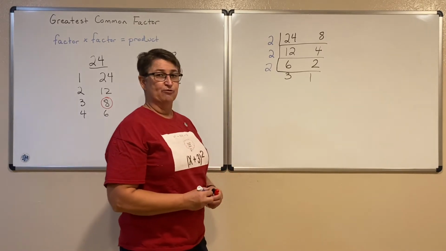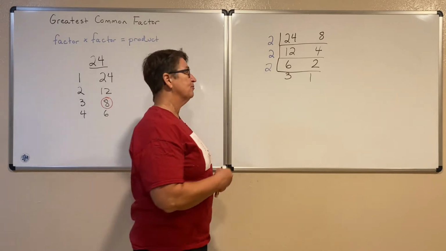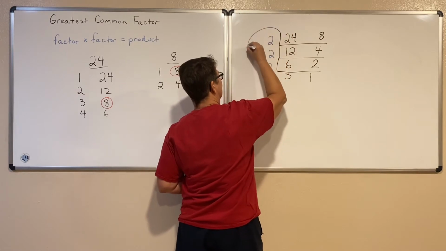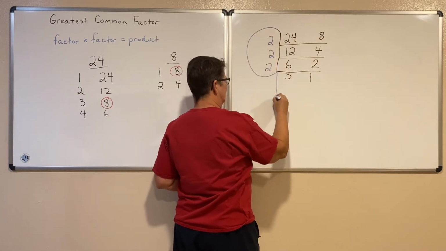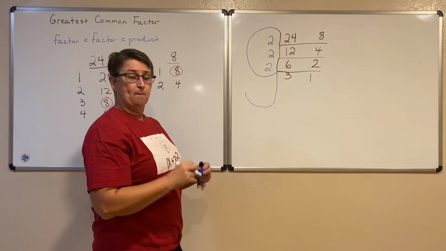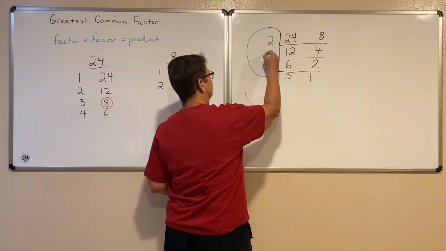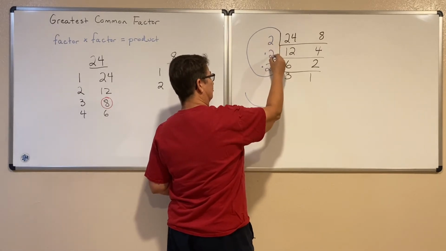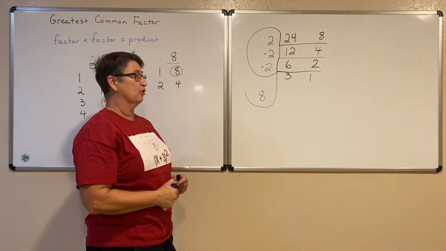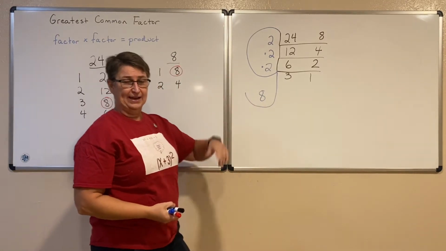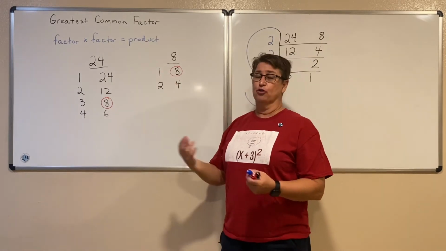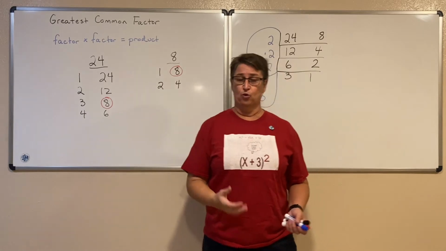Then, because I'm looking for the greatest common factor, I'm going to look at these factors that we found, circle them and make a big G for greatest common factor. And because factors multiply together, I'm going to multiply these numbers. So 2 times 2 is 4, times 2 is 8. 8 is the greatest number that will go into 24 and 8. We saw that here, that 8 is the greatest common factor of 24 and 8.